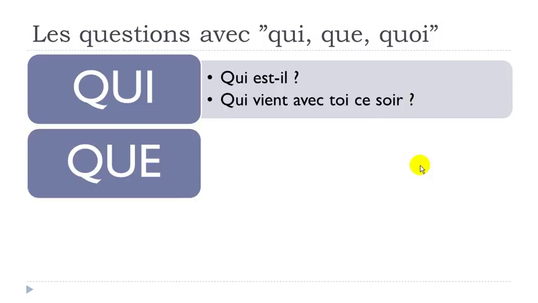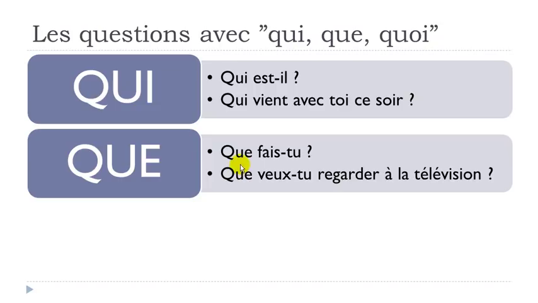Okay? Second one is que. So qui, who; que, what. And then we'll see two examples here. Que fais-tu? Fais comes from faire, to do. Que fais-tu? So what are you doing, what do you do? Remember, you start a question with que, then you get to change the order. You get to put the subject after the verb. Que fais-tu? And it's a question.